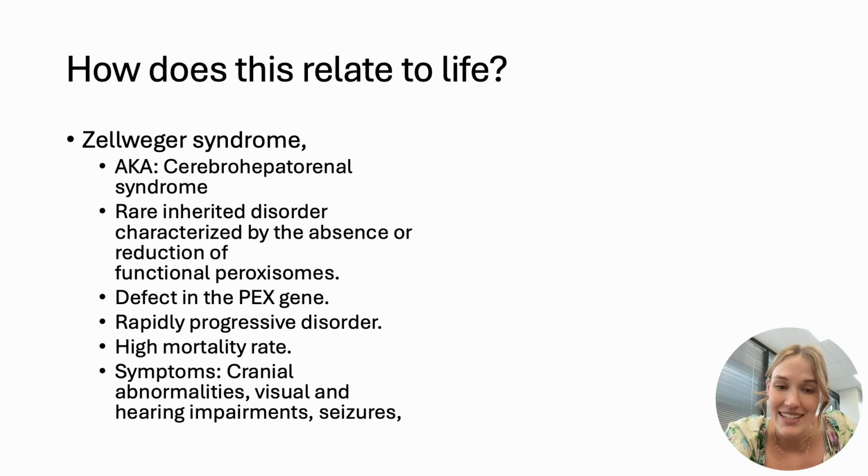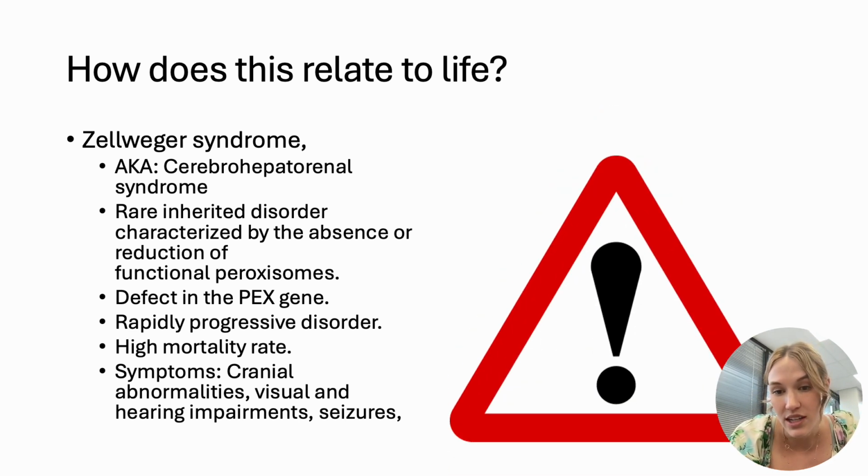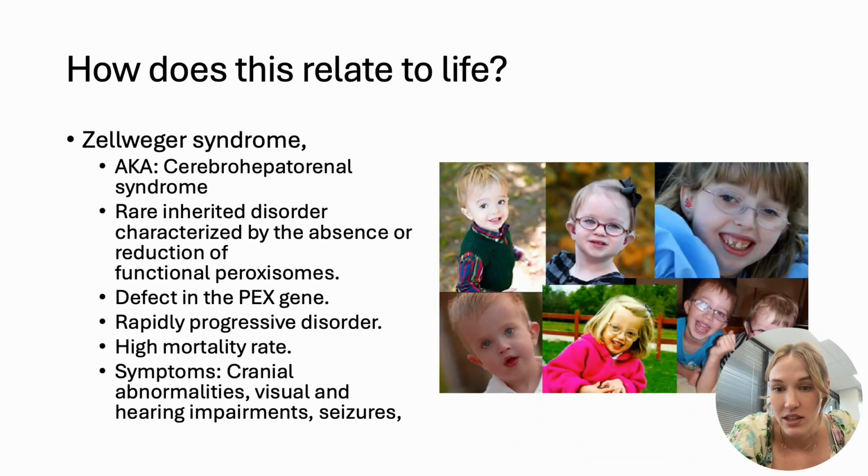And it's caused by a defect in the PEX gene. That defect results in a reduction of functional peroxisomes. Well, we just talked about the function of peroxisomes, which is basically clearing out free radicals. So if we have reduced the number of peroxisomes, we now have an accumulation of free radicals, which can result in pretty severe conditions and, once again, that high mortality rate.